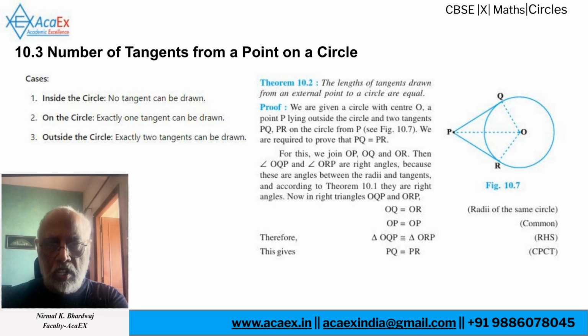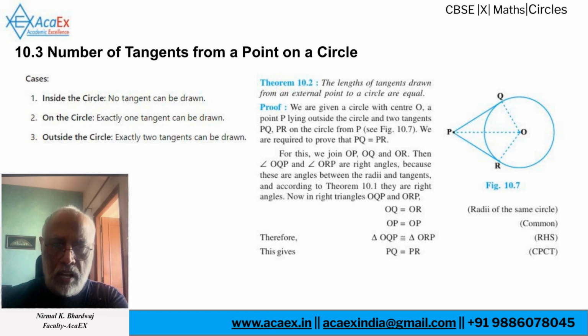Theorem 10.2. Theorem: the lengths of tangents drawn from an external point to a circle are equal. Proof: consider a circle with center O and an external point P, from which two tangents PQ and PR are drawn. We need to prove that the length of PQ is equal to the length of PR. By joining O to P, Q, and R, we form two right-angled triangles, OQP and ORP. We know they are right-angled because a tangent is perpendicular to the radius at the point of contact.